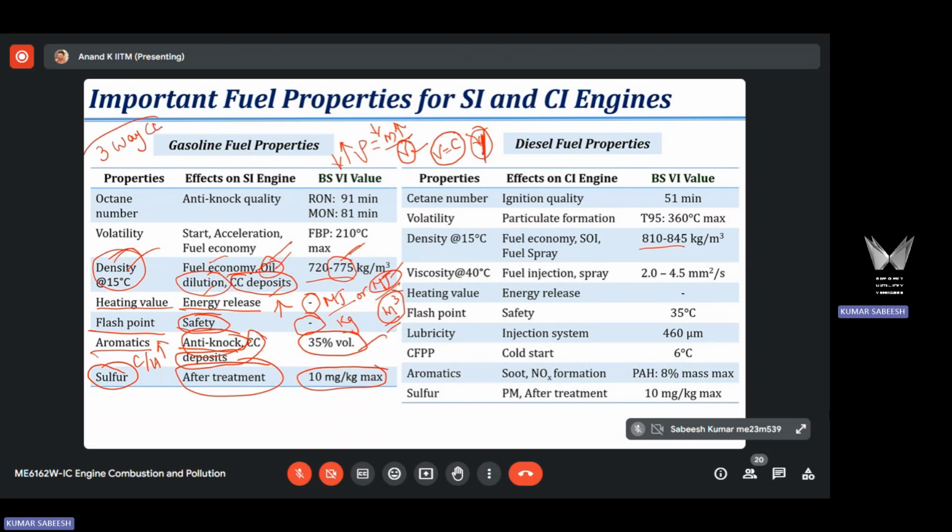Three-way catalytic converter uses platinum as a catalyst, which is a noble metal, very expensive. What sulfur oxide will do is attack platinum and make it inactive. This is what is referred to as catalytic poisoning. So catalytic poisoning will happen if you have higher sulfur in the fuel. So you may have to often replace your catalyst, which is going to be very expensive. So these are the effects of these compositions and properties, important properties, on SI engines.